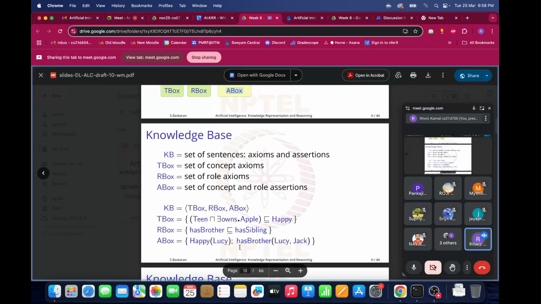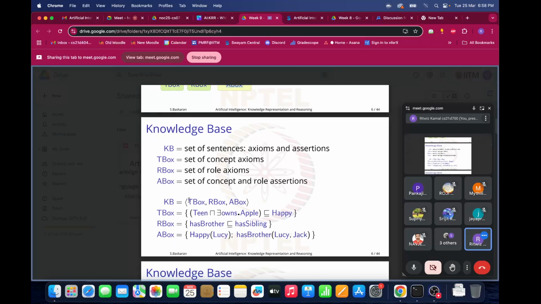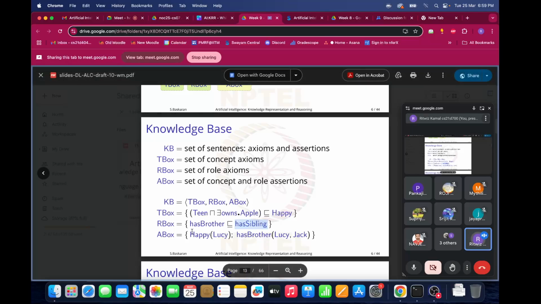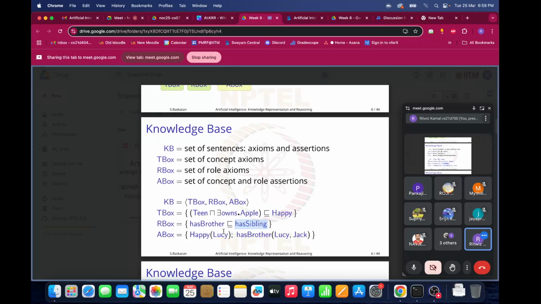Okay, let's look at this example. So knowledge base is made up of T box, R box, and A box. T box says that the set of people who are teen and who own an apple, they are happy. Okay, fine. And then role is like has brother is subsumed by has sibling, right? So has sibling is a bigger set and has brother is a smaller set.